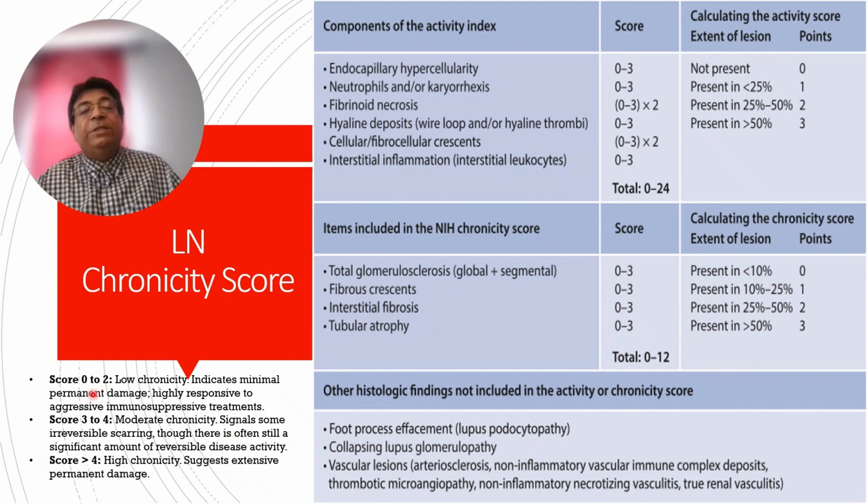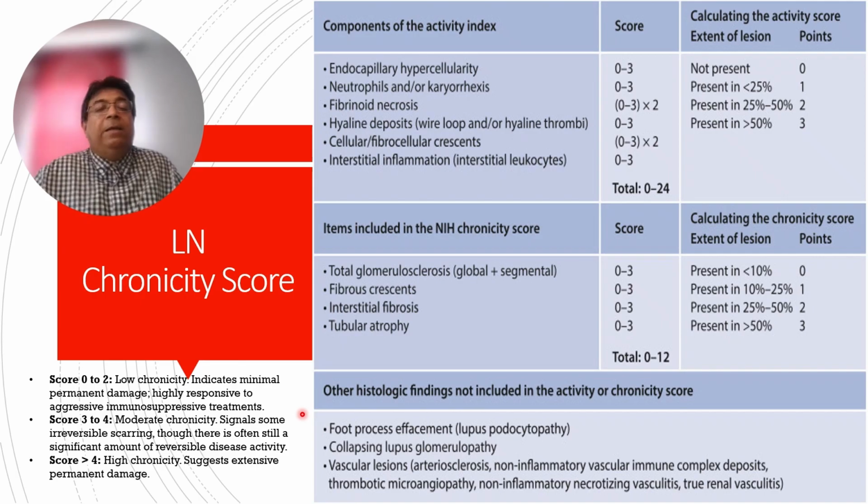If the chronicity score is 0 to 2, then the chronicity is low. So if the chronicity is low, you'll be inclined to immunosuppress the patient. If the score is 3 to 4, then there's moderate chronicity, and there may be irreversible scarring, but there's still a significant amount of reversible disease activity. But if the score is more than 4, then the chronicity is high, and you should probably not immunosuppress the patient at that point.